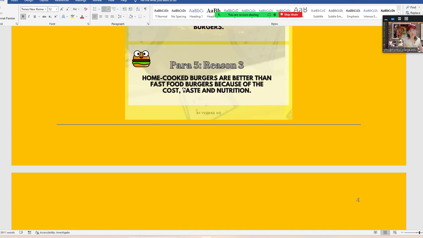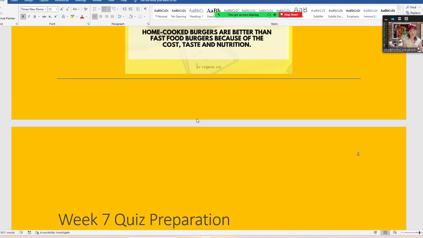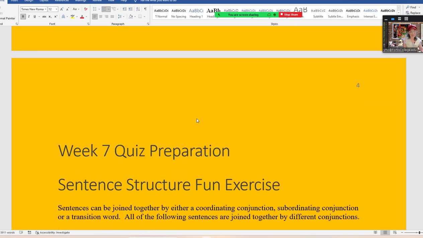And so in week 8, I will go over different ways in which you can rephrase and use transition words, and different ways in which you can have sentence variety in a comparison contrast essay. So that way we'll learn that in week 8. But in this week, we're just going to learn about the week 7 quiz. We're going to learn about sentence structure.